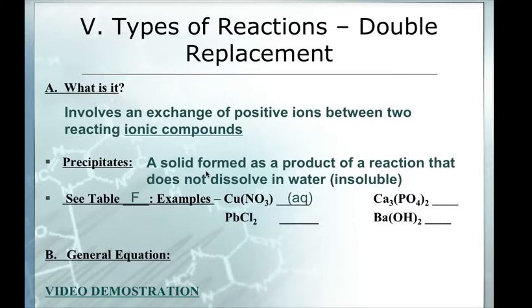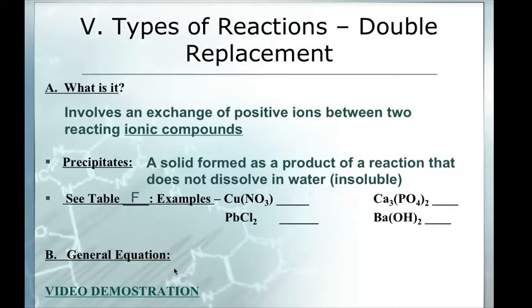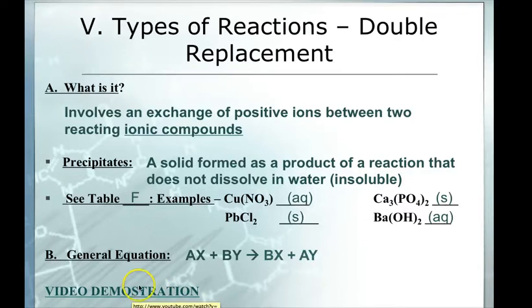What about lead chloride? Well, let's see. Chlorides always are soluble unless they combine with lead plus 2. So lead plus 2 will be a precipitate. The way you indicate that is by putting S. And you'll see the equation, and I'm going to go through this quickly. That would also be a precipitate, but that would dissolve. Here's the general equation.